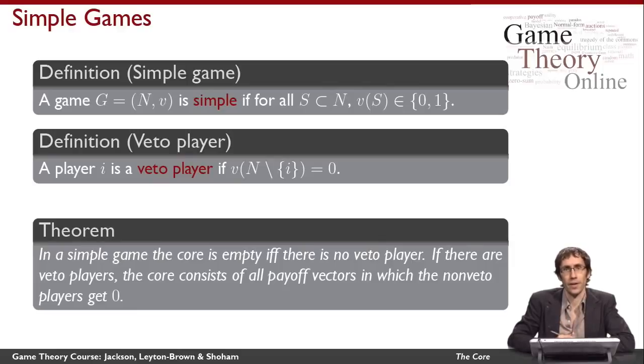On the other hand, if there are veto players, the core consists of all of those payoff vectors where the non-veto players get 0 and the payoff is divided among the veto players. And again, we saw that in our voting game example where we had the 80% majority required, where A and B were both veto players.